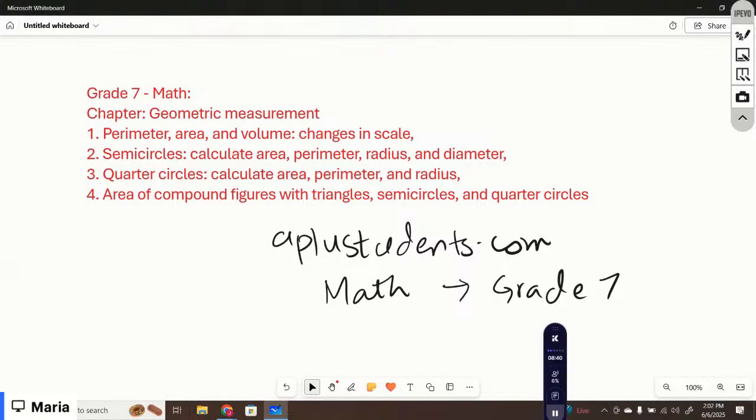Here you can find a list of the chapters. We can start with the chapter geometric measurement. The lessons we can cover today are perimeter, area, and volume, change in scale, semicircles: calculate area, perimeter, radius, and diameter, quarter circles: calculate area, perimeter, and radius, and area of compound figures with triangles, semicircles, and quarter circles. So please make sure you have your notebook and pencil so that you can note down the important examples and definitions as well.